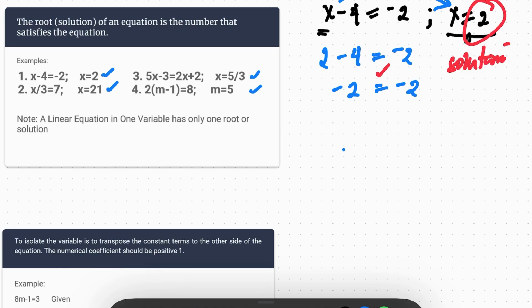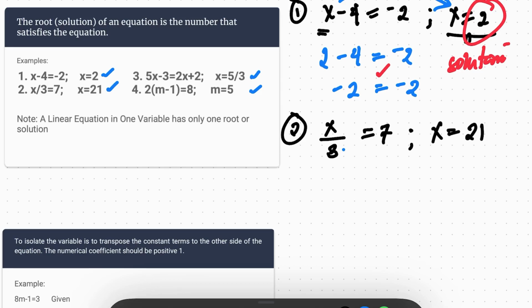Now, let's try another example. Let's see number 2. Let me label this first as number 1. Number 2 is x over 3 equals 7, and our replacement value for x is equal to 21.